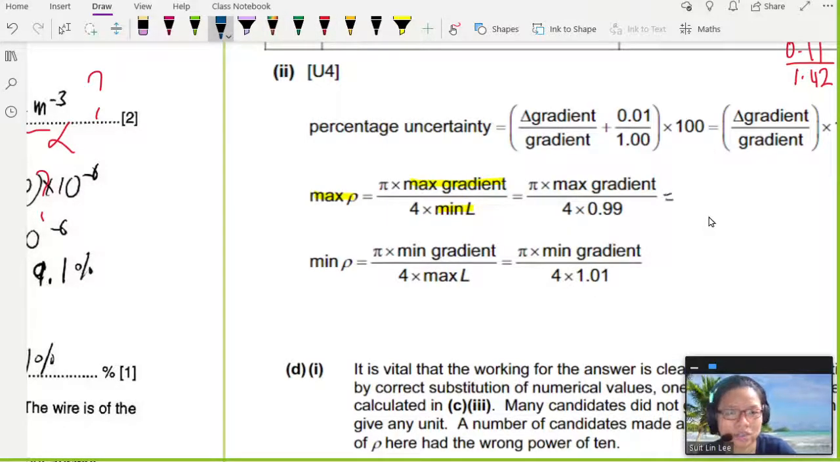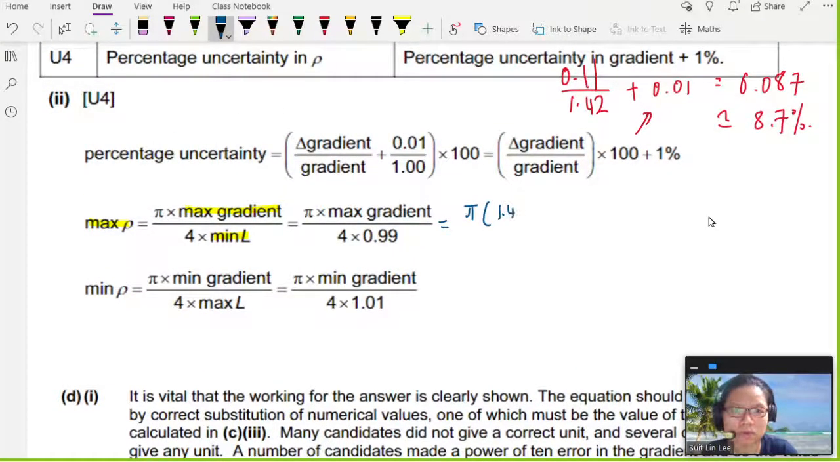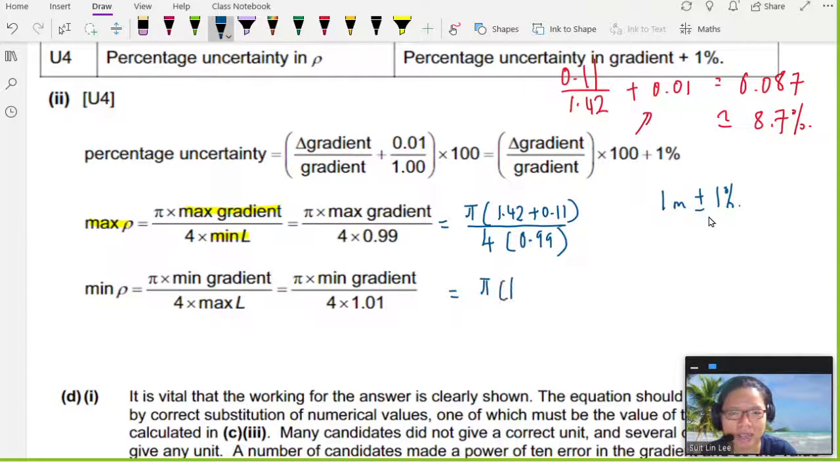So this candidate should take pi. What is our maximum gradient? Let's see. Pi times 1.42 plus 0.11, divided by 4. The shortest length is, because the length was 1 meter plus or minus 1%, so you minus 1% on 0.99. And then this one will be pi times 1.42 minus 0.11. You will take the minimum gradient and the maximum length. So minimum gradient is 1.42 minus 0.11 and the maximum length is 1.01.